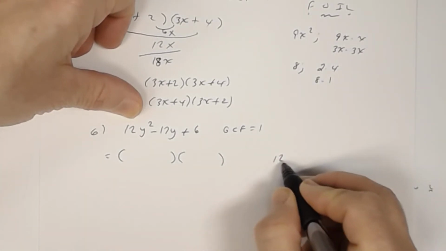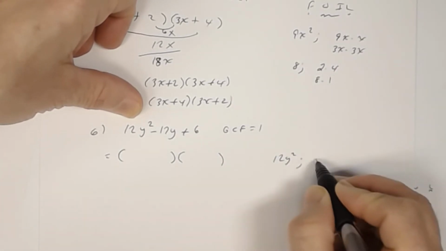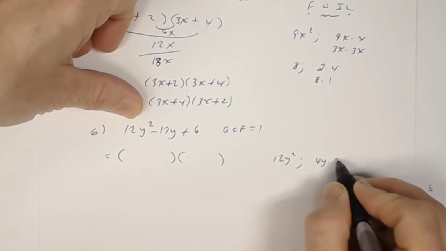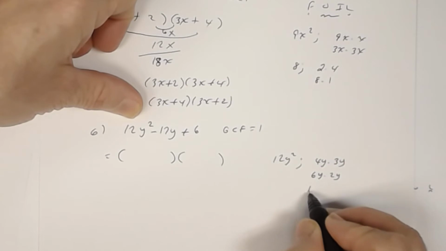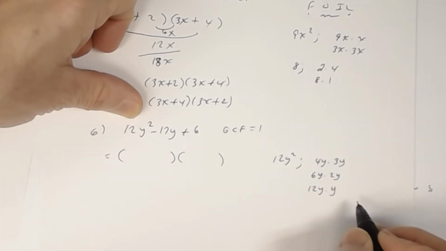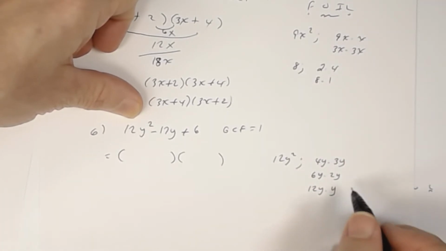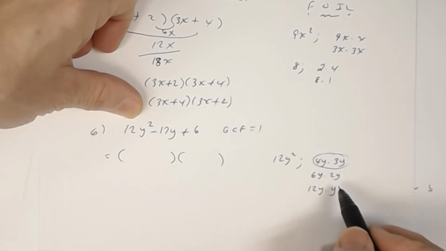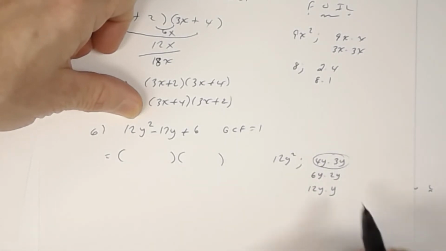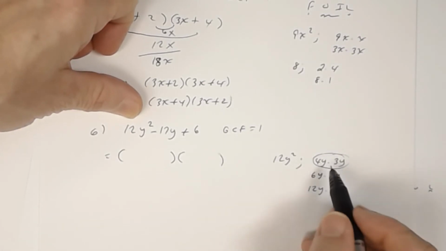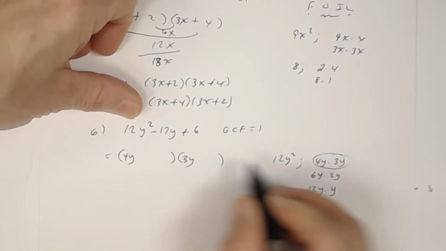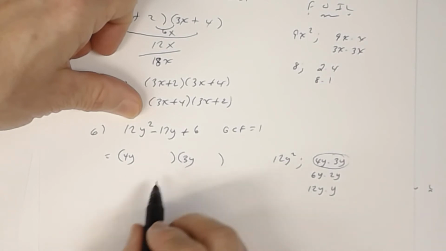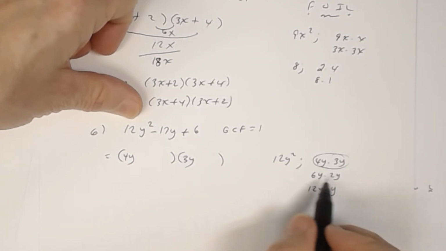So let's talk about 12y squared. There is 4y times 3y. There is 6y times 2y, and there's 12y times y. Okay. Let's go ahead and try this pair first, the one close together in the number line, in terms of these coefficients, 4 and 3. So let's put the 4y here, the 3y here. And again, if 4y and 3y don't work, it may be that 6y and 2y works.